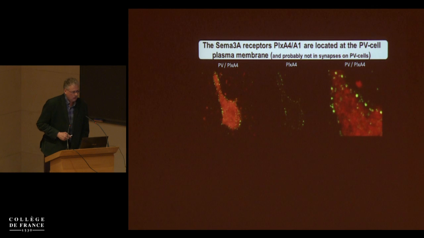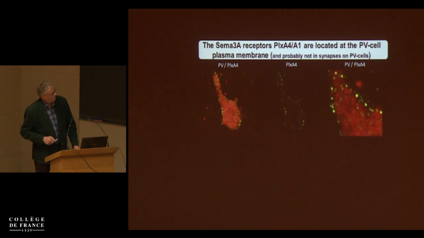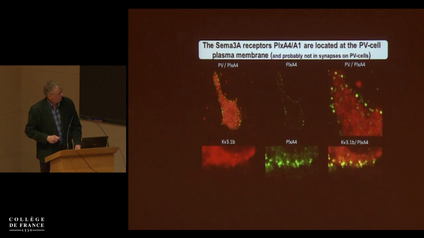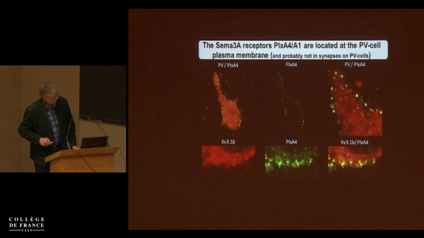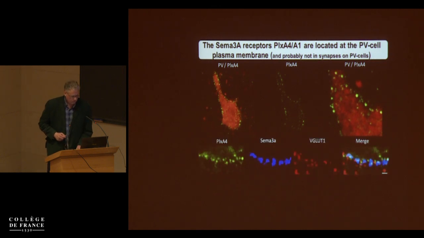Receptors for semaphorins are expressed on the cell membrane of PV neurons. This is a staining for plexin A4, one of the receptors for semaphorins, and it's present in a punctate pattern on the cell surface of the PV positive cell, which is in red here. Here you see an enlargement, and when you look at this using a PV positive cell marker, you can really see that the puncta are associated with the membrane of the PV cell and are overlapping with the KV3.1B signal.